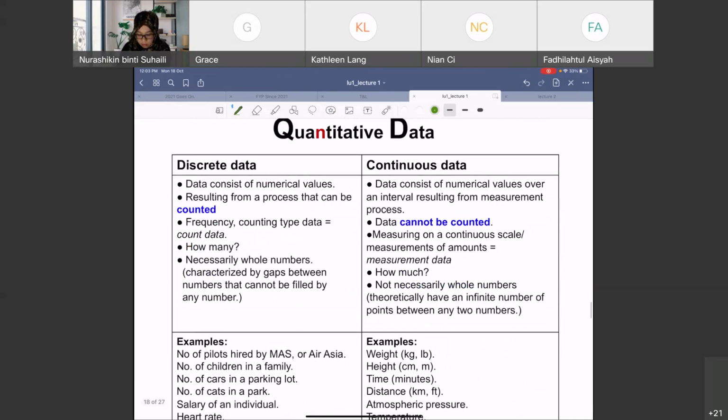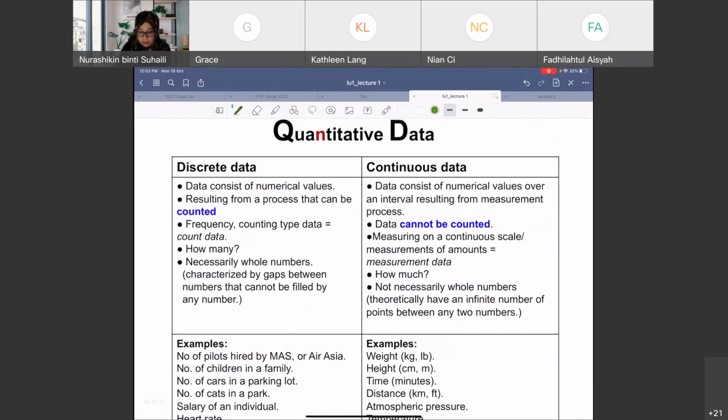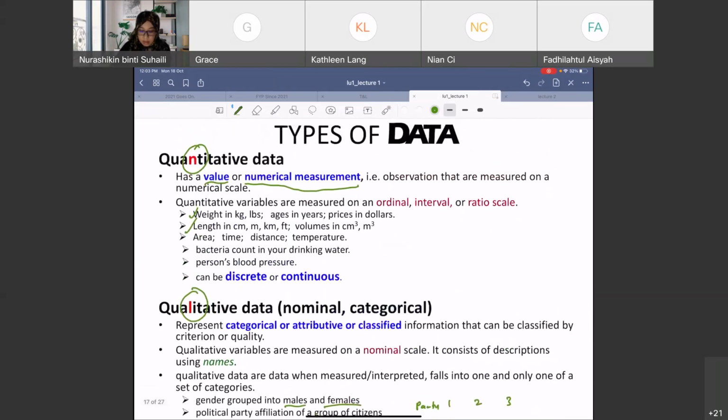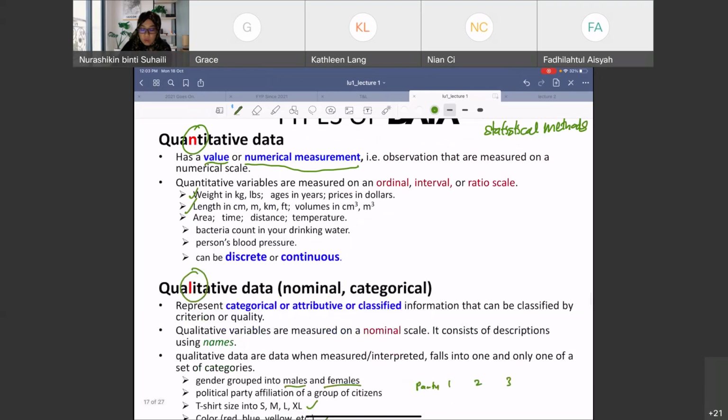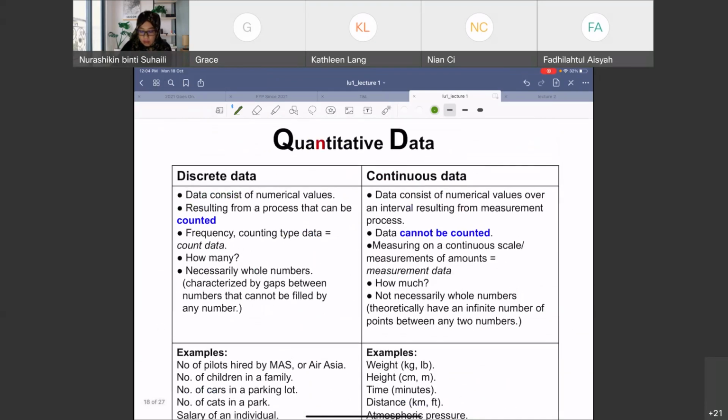Okay. The reason why we have to identify this kind of data is because it will determine the statistical methods. Because in statistics, we have lots of methods, and some of the methods are designed for quantitative and some are for qualitative. Okay, so now, when we talk about quantitative data, it is further divided into two types, which are discrete and continuous data.